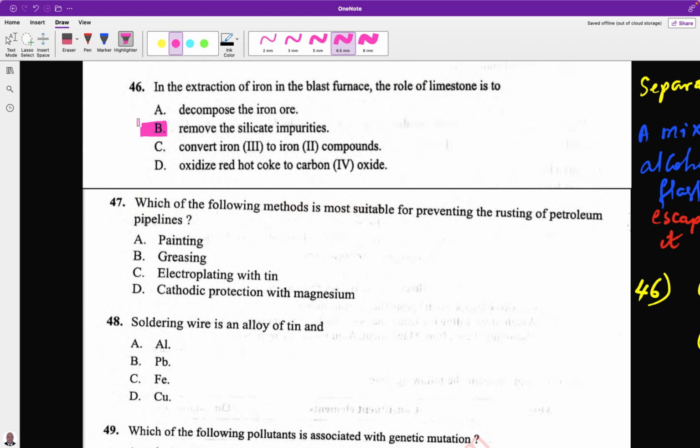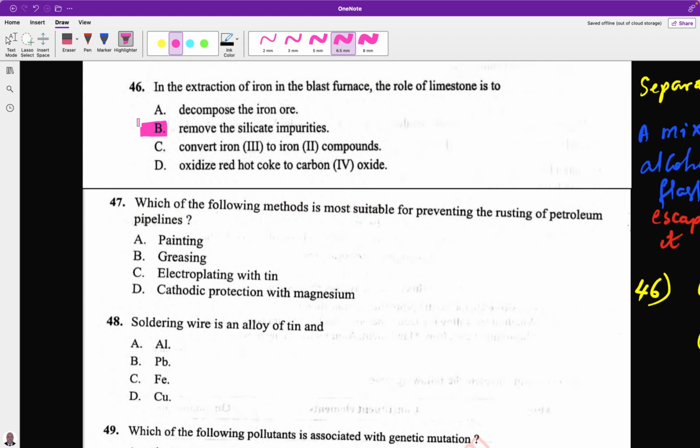In our pipelines, there are many methods we can use to prevent them from rusting. And when they get rust, petrol can burst and there will be leakage, which has environmental hazard. For that purpose, the most suitable method that will be used to prevent the rusting of petroleum pipeline will be painting it.